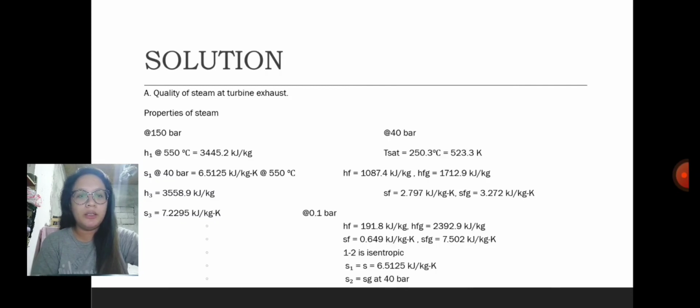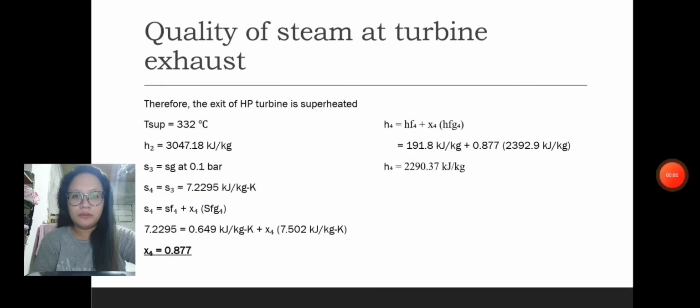S2 is equal to SG at 40 bar. The superheated temperature is equal to 332 degrees Celsius. Enthalpy 2 is equal to 3047.18 kilojoule per kilogram. Entropy 3 is equal to Sg at 0.1 bar. Entropy 4 is equal to entropy 3, which is 7.2295 kilojoule per kilogram Kelvin.